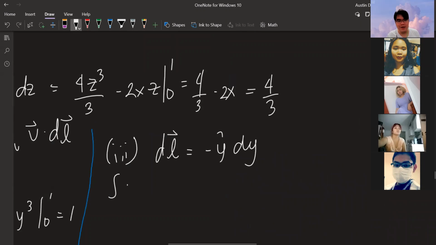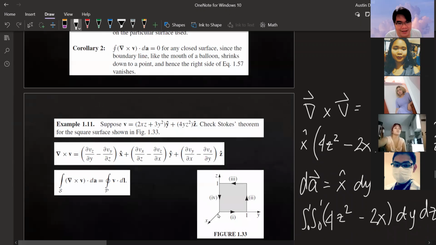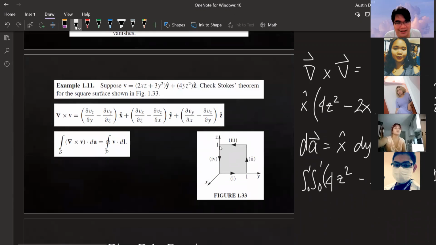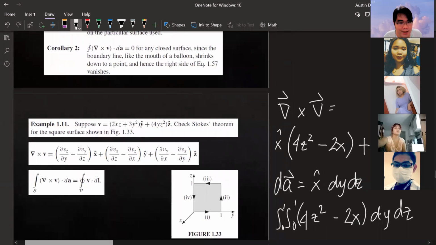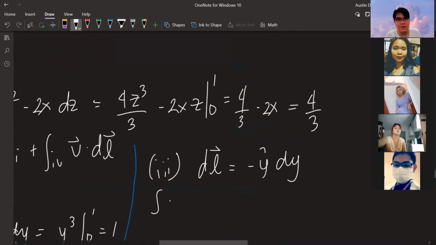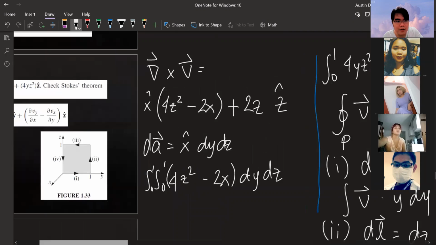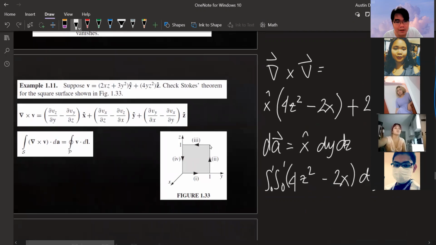Oops. May value na din pala yung x, no? So yung value ng x, 0 nga pala. Sorry, kasi nandito yung plane natin. So hindi na natin kailangan pahirapan sarili natin. Kung natin, tanggalin na natin to. Kasi z is equal to 0, x is equal to 0, and yung matitira sa atin is 3y squared, negative dy, and then yung integral mo will run from 1 to 0.